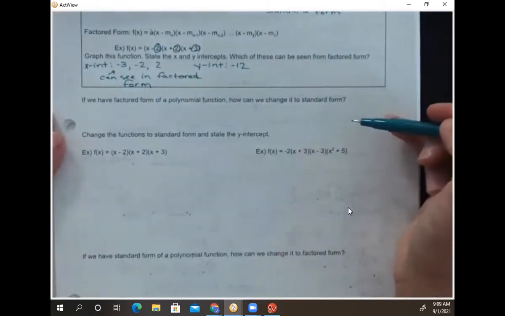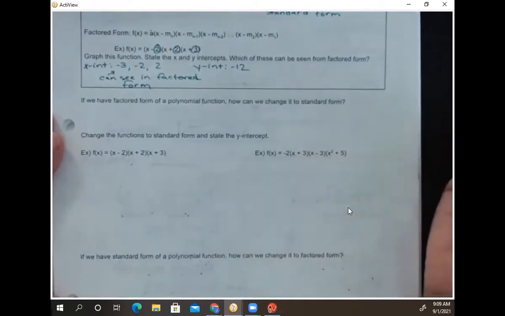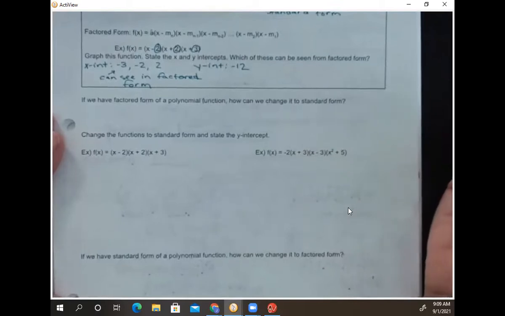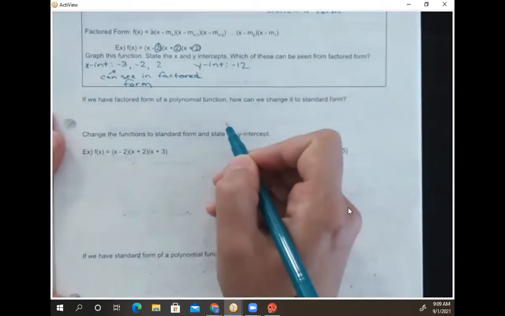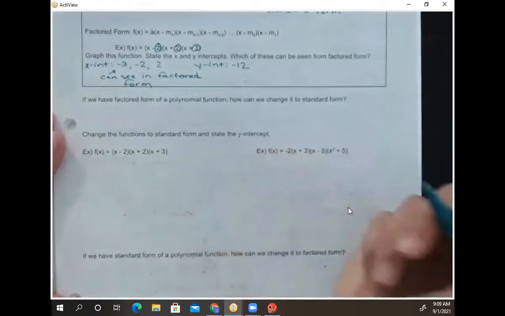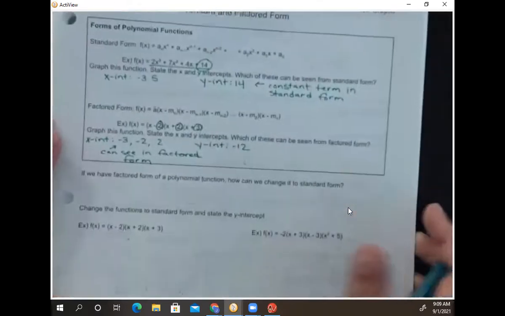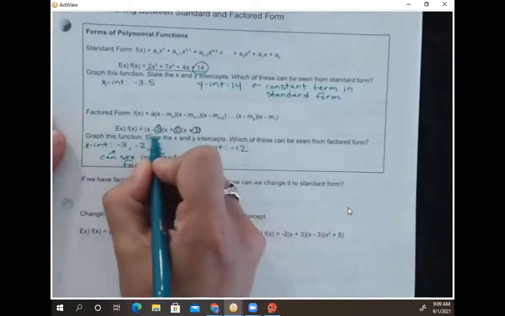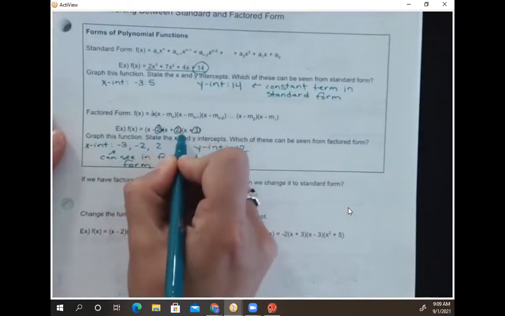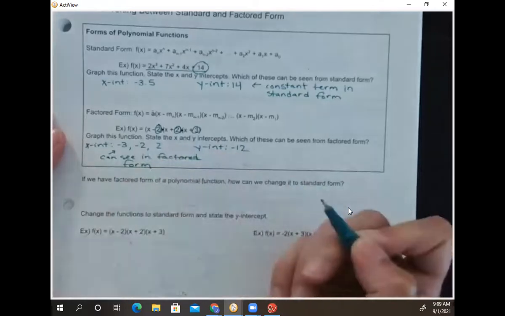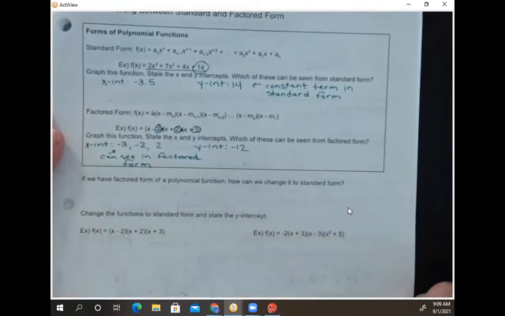Because I get different pieces of information from these different forms of functions, I want to be able to swap between them so that I can get a complete picture of my function. So if we have a polynomial function in factored form, we can change it to standard form. We can change it to standard form by treating this like multiplication. That's essentially what I'm seeing here is multiplication, right? So I would distribute.